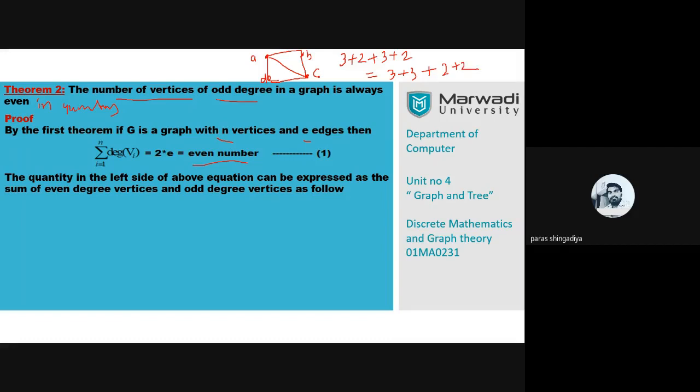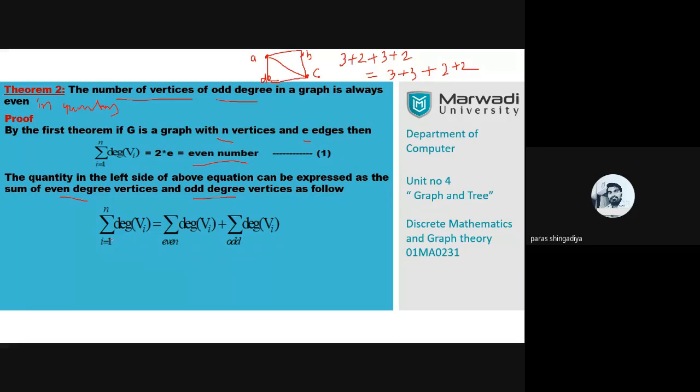It is a sum of odd values and a sum of even values. So you have to split this part into two sums, one an odd value sum and the second an even value sum. Both are the same: 3 plus 2, 3 plus 2, that is 10, and that is also 10. So this part can be expressed as a sum of even degree plus a sum of odd degree.